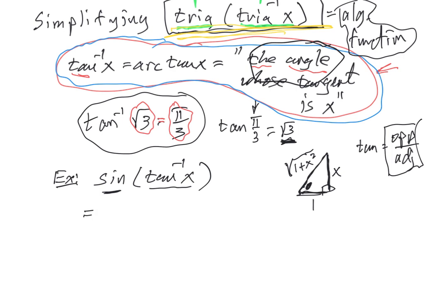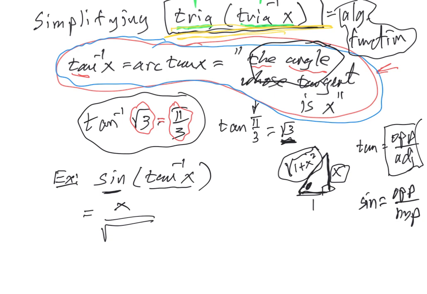Okay, and then I remember sine is equal to, I'll write it over here like I did the tangent, opposite over hypotenuse. Therefore, the sine of the inverse tangent is x, the length of the opposite, divided by the hypotenuse, the square root of 1 plus x squared. And we did it. And notice, it's an algebraic function. It's not a trig function.